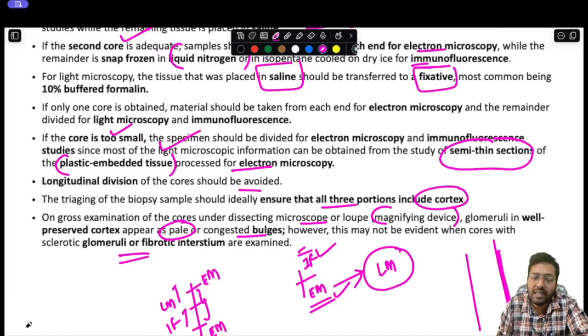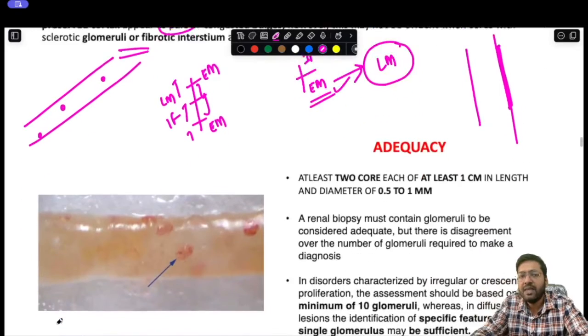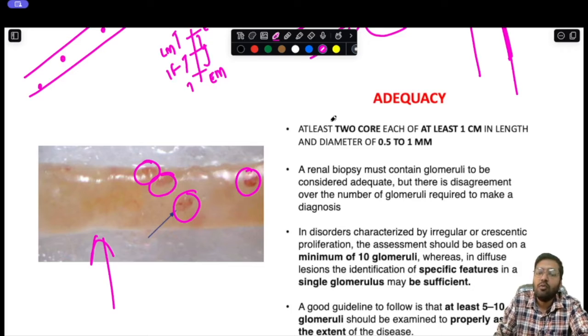So very importantly, even if you examine the particular core grossly, you can see certain pale or congested bulges. Those are actually signifying the glomerulus, and an adequate number is a minimum of 5 to 10 glomeruli. As you can see, this is the renal core biopsy. This is one core, and you can see certain bulges over here, and these bulges are basically signifying the presence of glomeruli. So what is the adequacy?